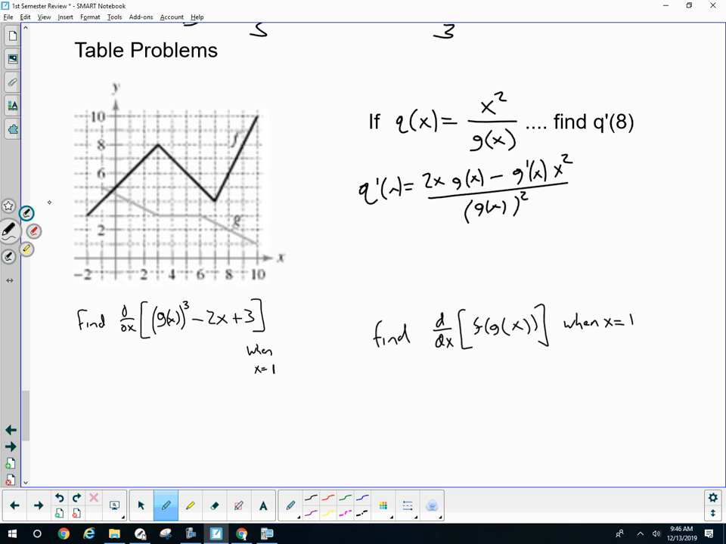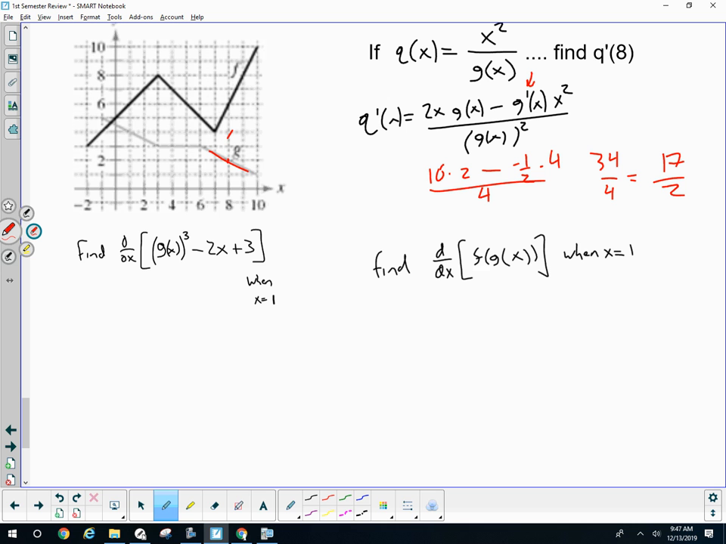I would then plug in 8. Now let's look at g of 8. G of 8 is 2. Okay, so I got 16 times 2 minus g prime of 8. G prime means the slope of the tangent. The slope of the tangent is the slope of this line segment. You would use rise over run to say, okay, I'm going down 1 over 2. That's -1/2. Times 4. This is 2 squared. That's 4. So I have 32 plus 2 is 34 divided by 4. 17 over 2, something like that.